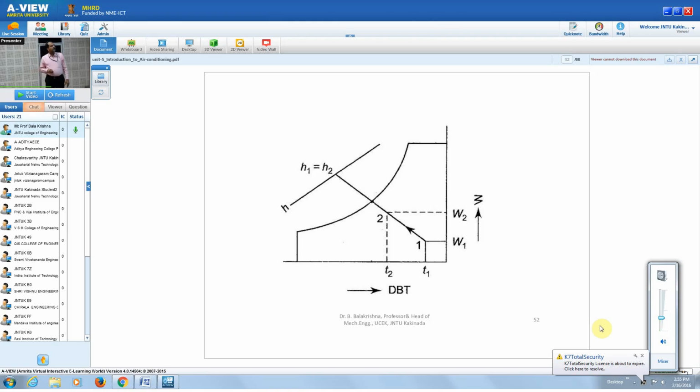Tell me now, this is what? Cooling and dehumidification. 1 to 2, it is cooling and dehumidification, then the enthalpy value. This is the temperature, T1 and T2. T1 is more than T2 because this is the dBT line. Then this is W1 and this is W2. Then H1 is equal to H2.